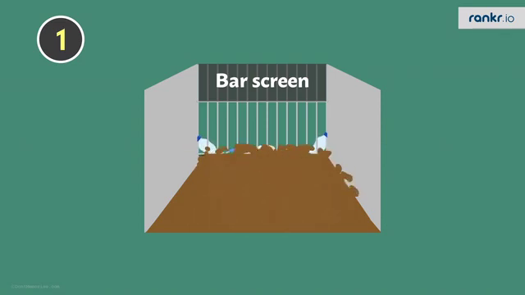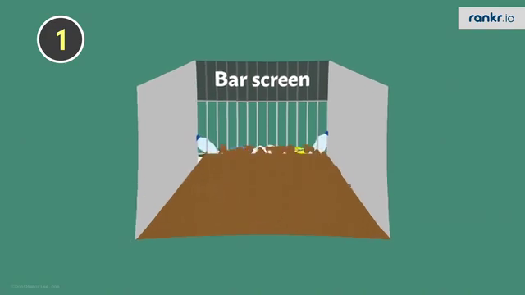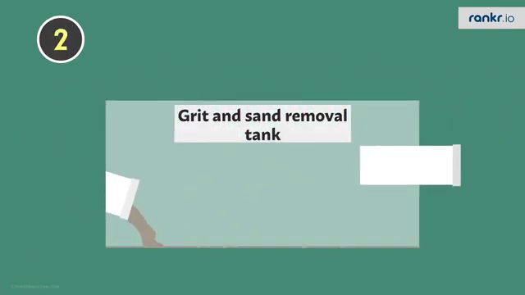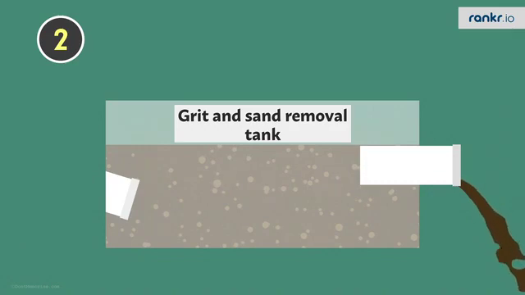Now it's time to remove impurities like sand or pebbles or grit which are present in the wastewater. This is done by passing the water very slowly in a large grit and sand removal tank. Here, the reduced speed of the incoming water helps the smaller particles like sand and grit settle at the bottom. This helps in easy separation of sand and grit.